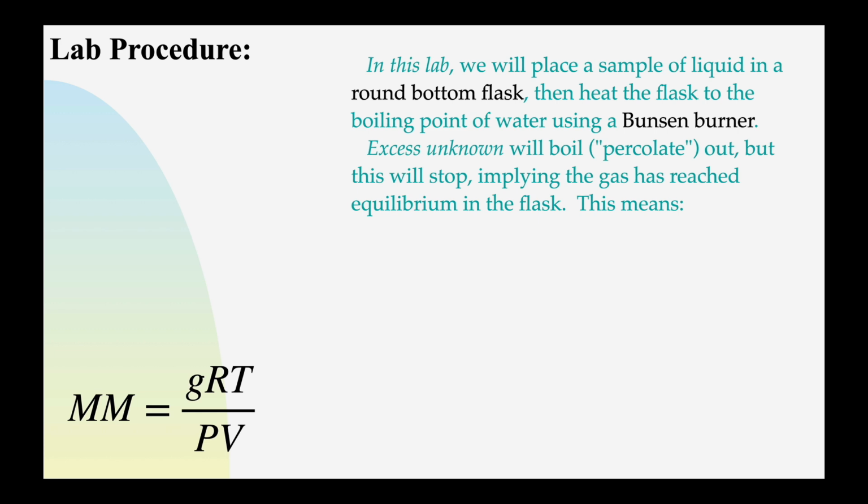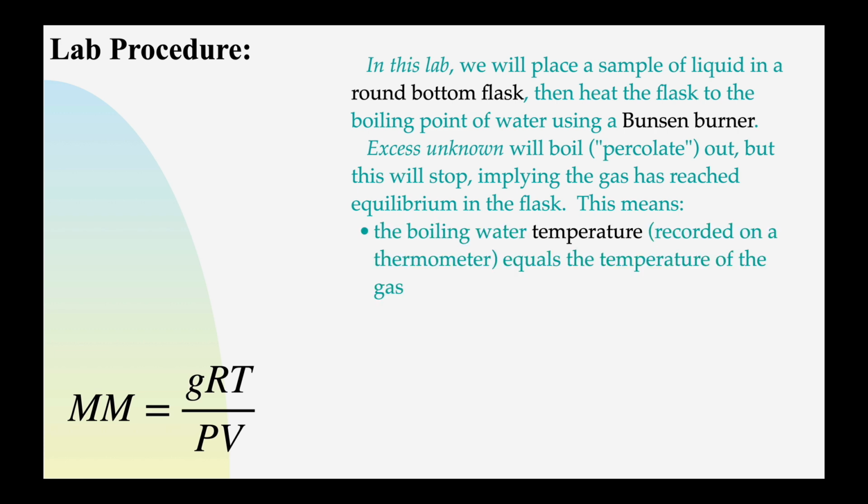And the way this round bottom flask is set up, the excess unknown is going to literally boil out. It looks like a percolation. If you've ever seen an old school coffee maker, the coffee percolates, and that means it's getting ready to be done. To percolate just means the extra is kicked out. You'll actually see drops coming out of this little top part. After a while, though, the percolation stops, and that means the gas has reached equilibrium with the volume of the flask, and that's pretty cool.